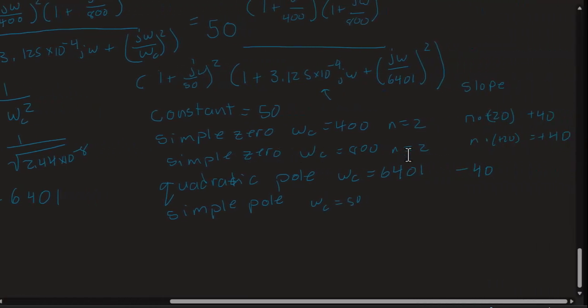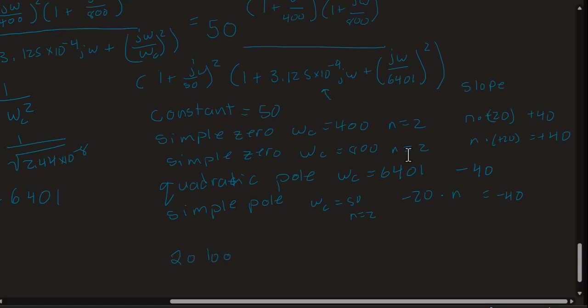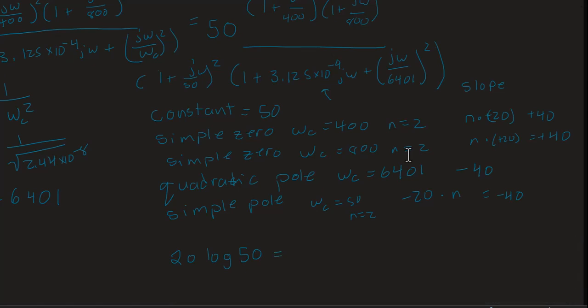And poles have a slope of negative 20 times n. And its n is also 2, so it also has a slope of negative 40. All right, so we've got all of those things. So now we're ready. The next thing we have to do is take 20 log of 50, and that's going to be about 37.